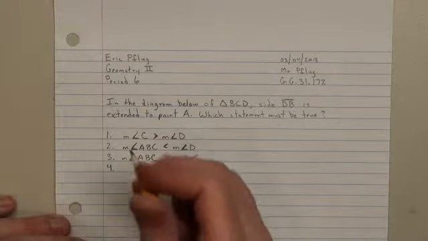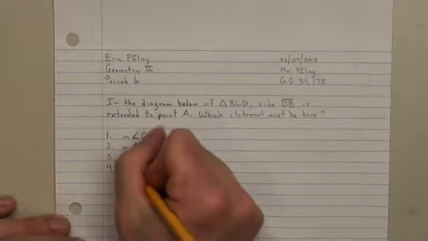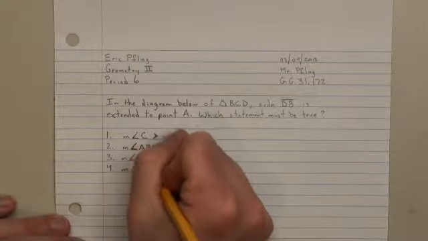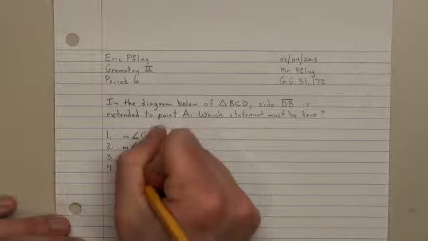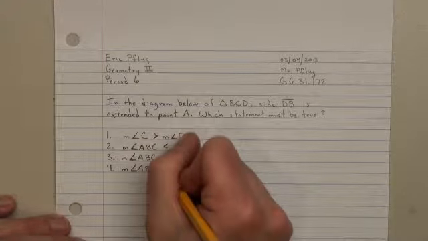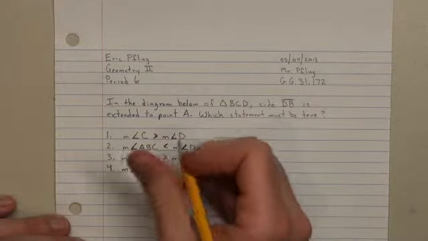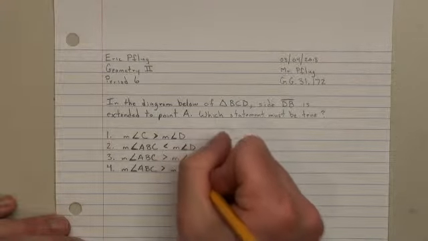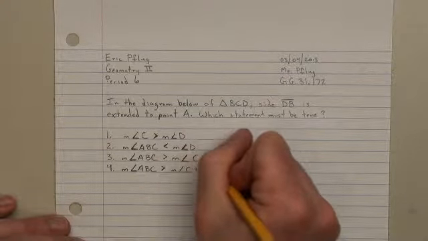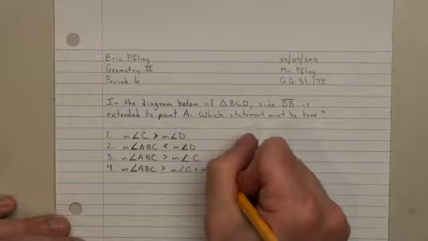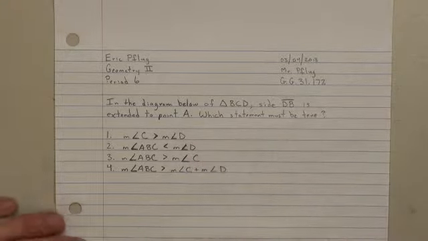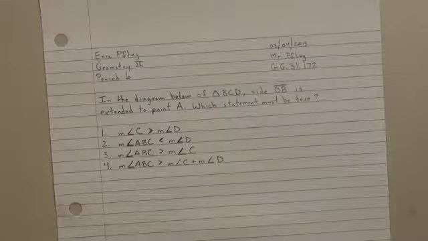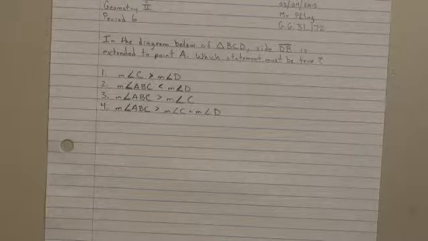And the fourth choice is that the measure of angle ABC is greater than the measure of angle C plus the measure of angle D. Okay? And we have a picture for this one. And it says which statement must be true.